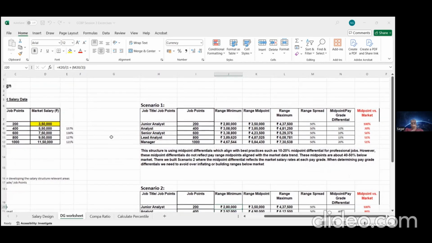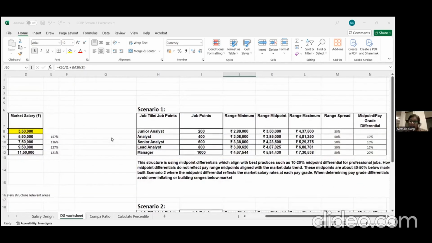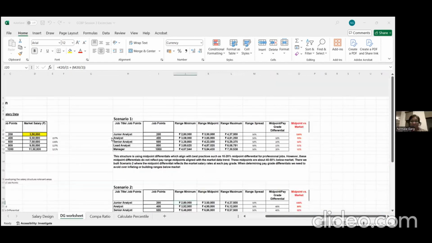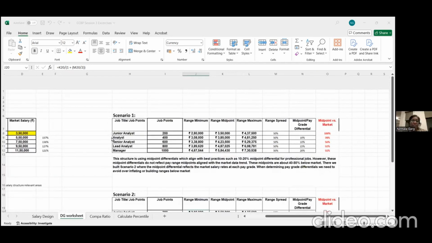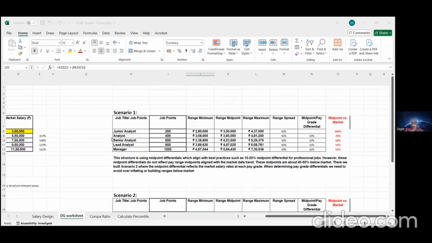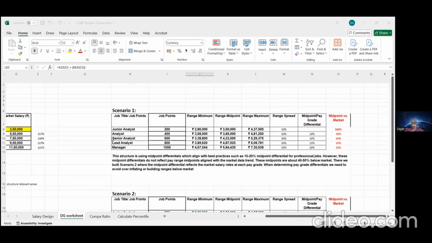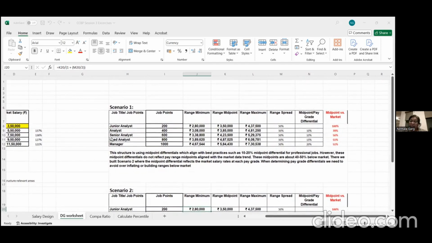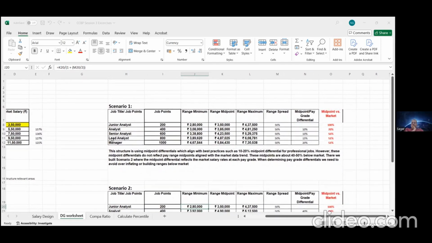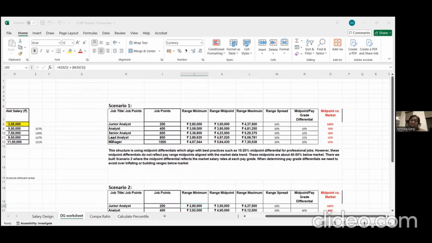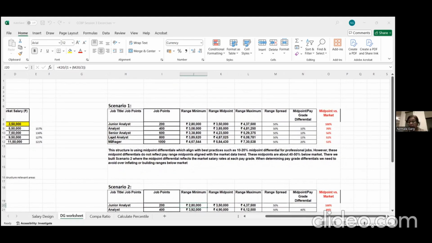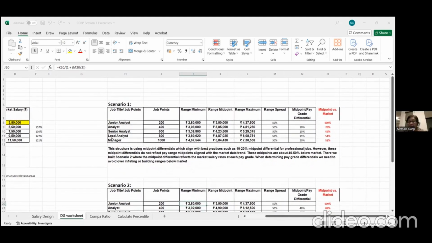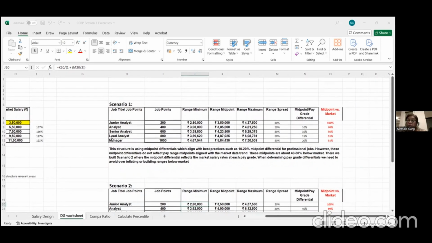Can you see this data now? Yeah. If you see for junior analysts, minimum is 2,80,000, maximum is 4,37,000. But for an analyst, minimum is 3 lakhs. So there is an overlap, because your minimum is starting not at the maximum, but a little inside. Okay. But why are you disqualifying it?